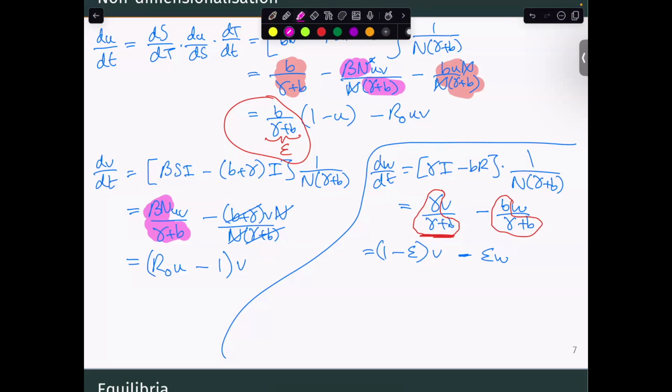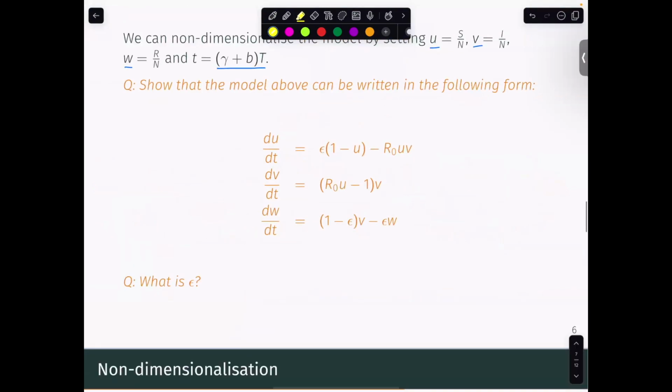So we have these three equations. Epsilon times 1 minus u minus R0 u v, R0 times u minus 1 times v, and 1 minus epsilon times v minus epsilon times w. These are the equations given above.